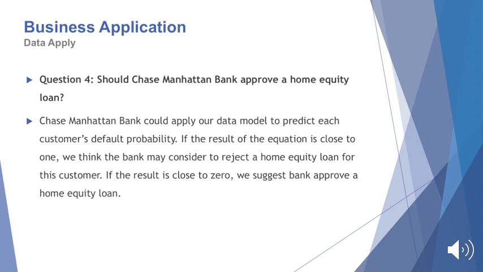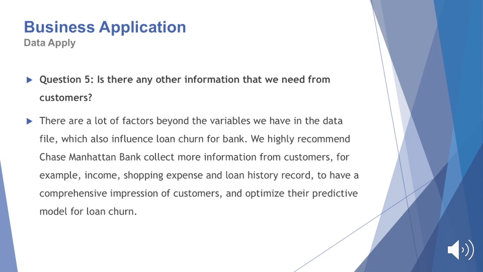Question 4. Should the bank approve a home equity plan, a loan? Actually, it comes back to our equation that we talked about before. So the bank could apply our data model to predict each customer's default probability. If the result is close to 1, we think the bank may consider rejecting a home equity plan for this specific customer.